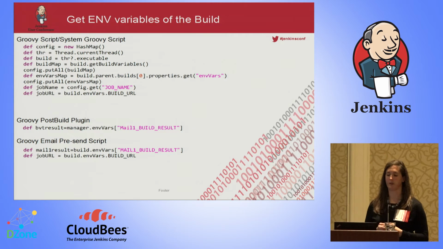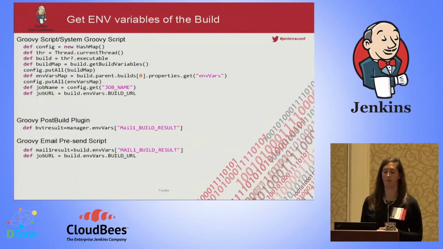You essentially have to create a little hash map, and you basically ask the current thread, which is that build that's building, to get its build variables. And that will essentially put them in that map so that you can then reference them from that. And you can get them out with either the config.get and the parameter name.